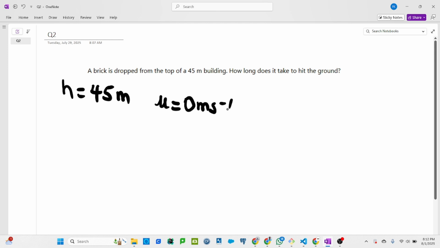Do you know why it's zero? Okay. Kennedy, why is it zero? Sir, it's zero because the ball was dropped from the top. So it just started falling. It's going to start from 0 meters per second before it increases its velocity.